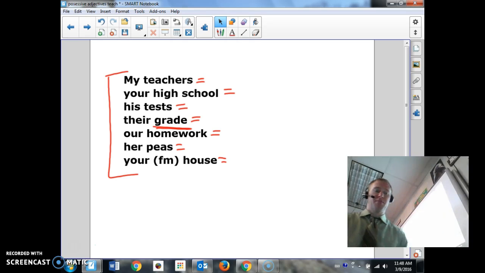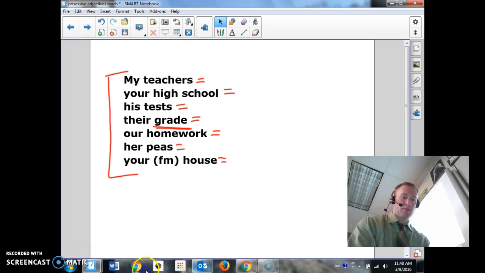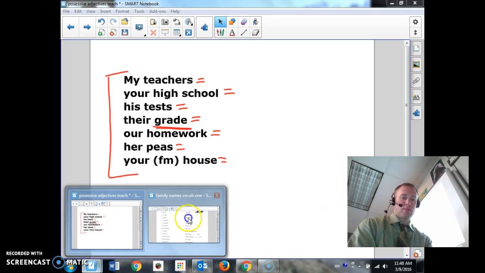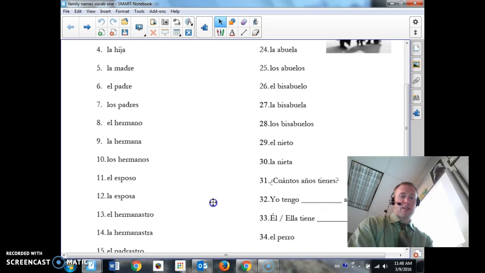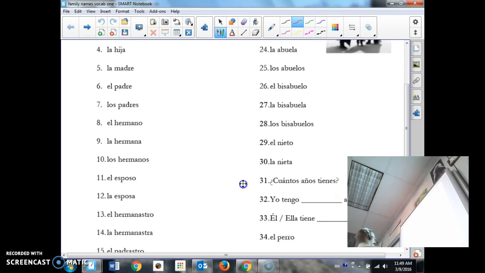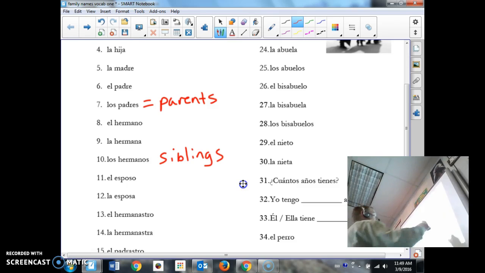Actually, before I end this video, I want to go to another slide here, rápidamente. If you look here, you're going to be translating this by yourself. I'm not going to be here. I just want you to realize that this one is parents. This one would be siblings. I don't know what your book says. The plural of father would be parents. The plural of brother would be siblings. Could be brothers.